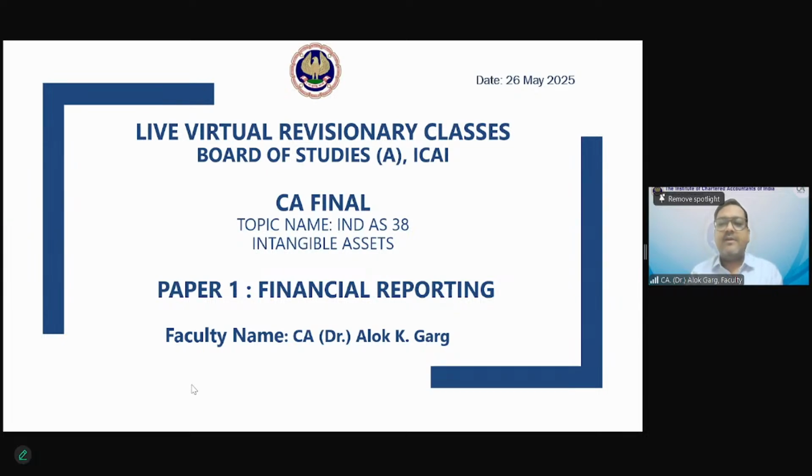So whenever you prepare for examinations, first read Ind AS 16 Property, Plant and Equipment thoroughly. Then you should go for Ind AS 40 Investment Property. Then you can go for Ind AS 38 Intangible Assets. Or after Ind AS 16, you can directly go to Ind AS 38 also, right? So these three standards complement each other, right?